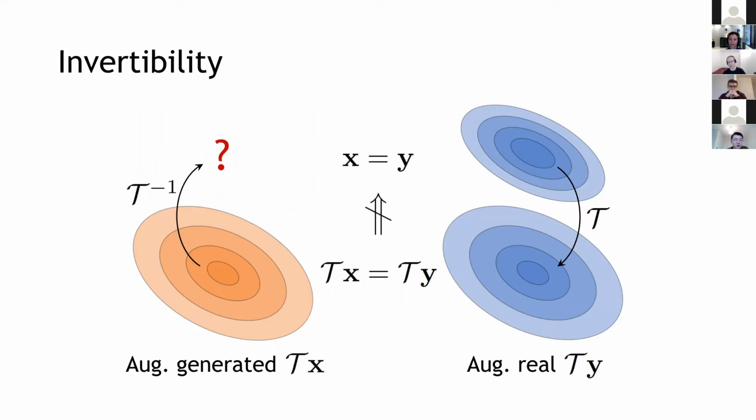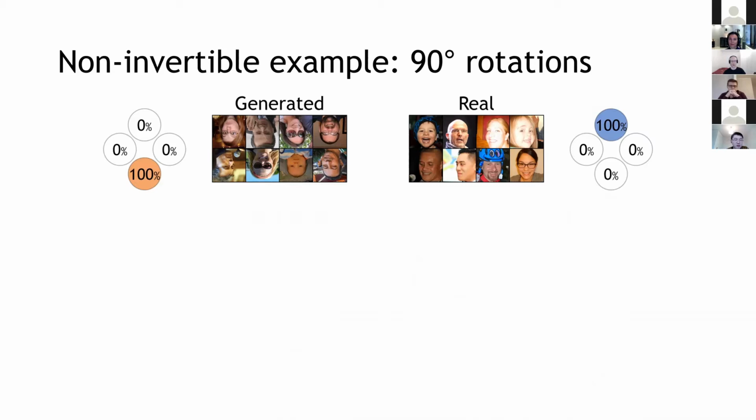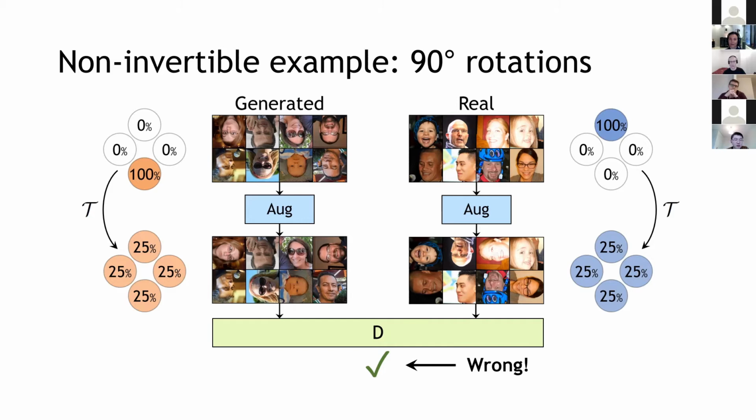I'll give a concrete example. Suppose our generator is otherwise perfect, but for whatever reason, it's producing upside down images. If we augment these images with random 90 degree rotations, we'll get an even distribution over all the possible orientations. And now when the discriminator is looking at these distributions, it doesn't see that there's anything wrong. They look identical. This is an example of a non-invertible transformation. It has destroyed vital information about the original distribution.